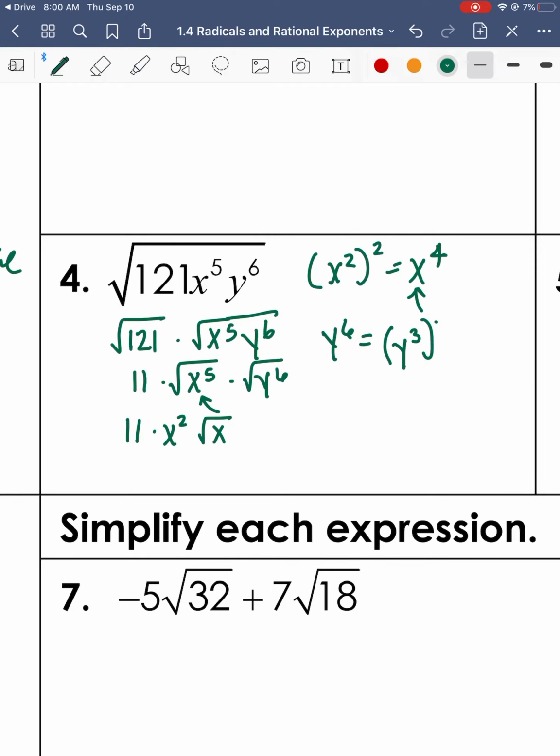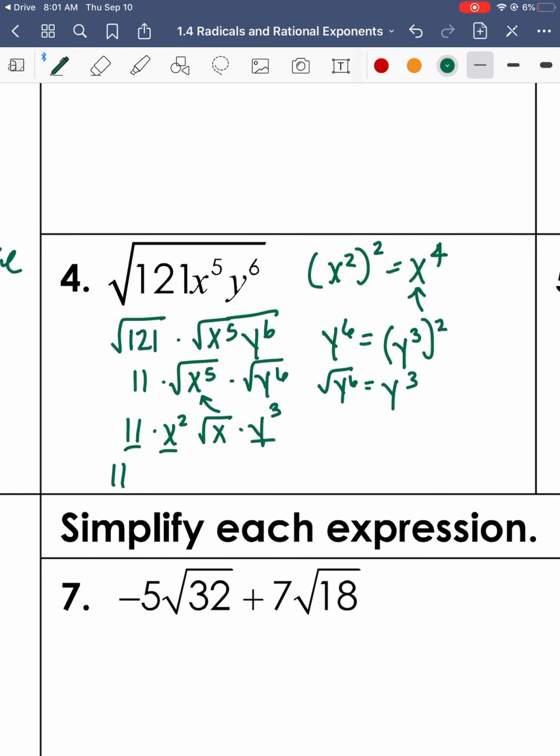equal to y cubed squared, right? So if we take the square root of this, the square root of y to the 6th is actually equal to y cubed. So this can be written as y cubed. So this, and this are all outside of the radical, so we can move those all up front. 11x squared y cubed, and then we're just left with the square root of x there.